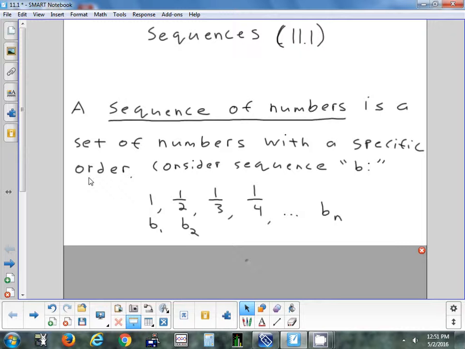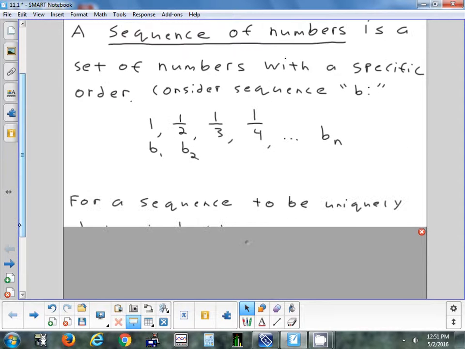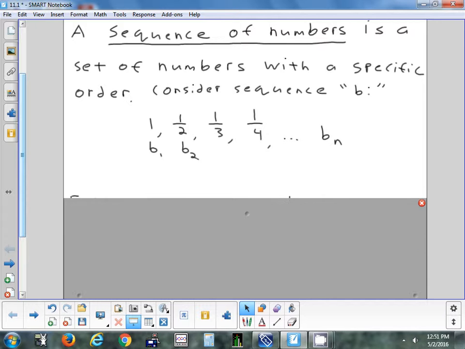Some sequences are infinite, meaning they go on forever. Some are finite, which means they stop. I'll define both those terms in a second. Any question on how you name a sequence or reference a term in the sequence?